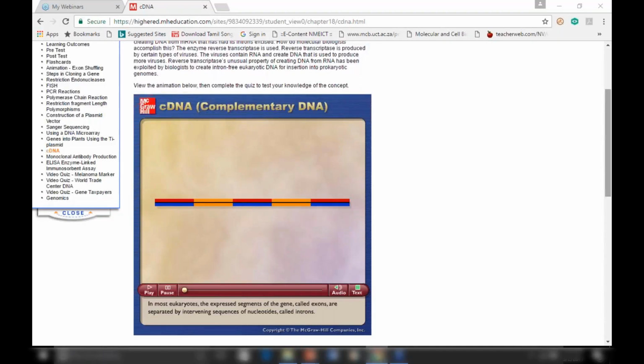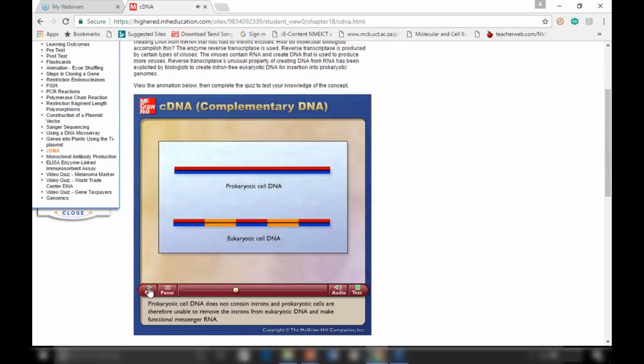In most eukaryotes, the expressed segments of the gene, called exons, are separated by intervening sequences of nucleotides called introns. The exons and introns are transcribed by RNA polymerase, generating what is called precursor messenger RNA. The introns are then excised from the precursor messenger RNA, and the exons linked together to form the mature messenger RNA. Prokaryotic cell DNA does not contain introns, and prokaryotic cells are therefore unable to remove the introns from eukaryotic DNA and make functional messenger RNA.